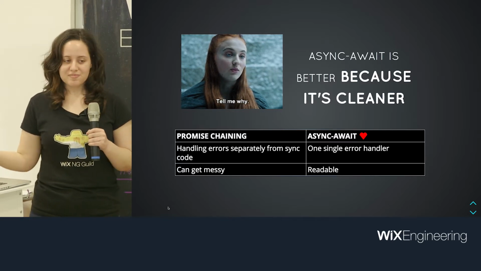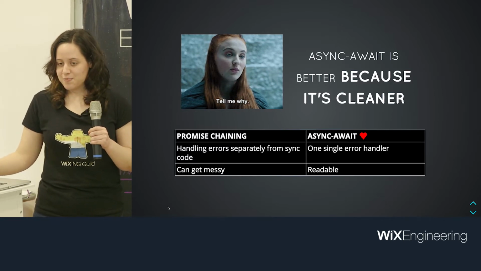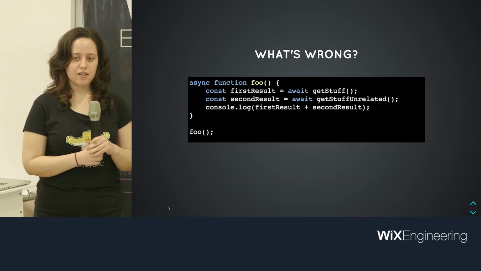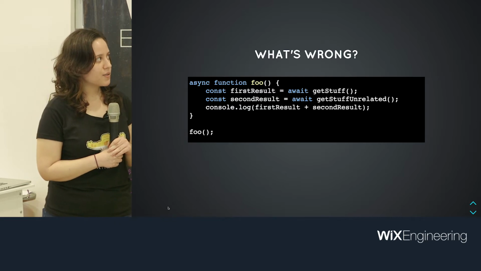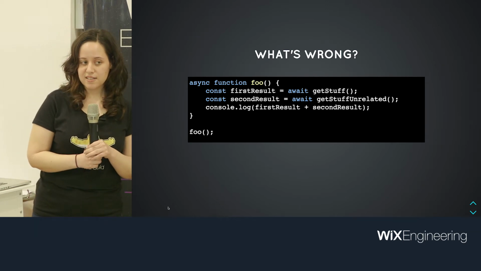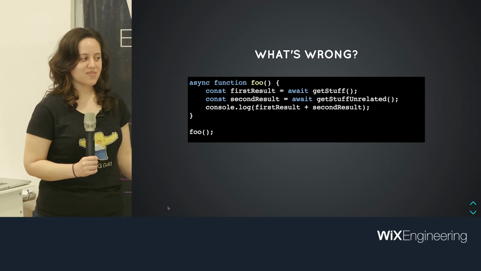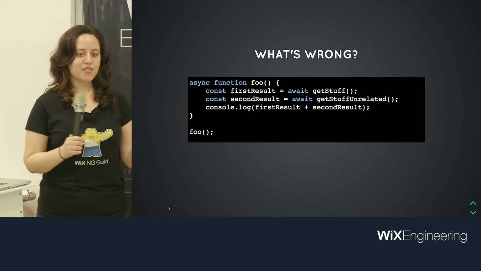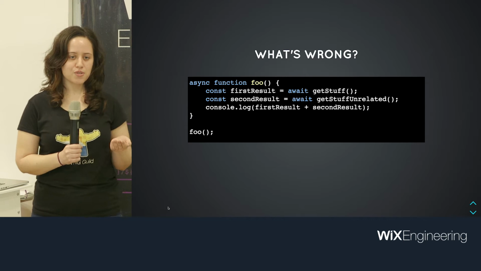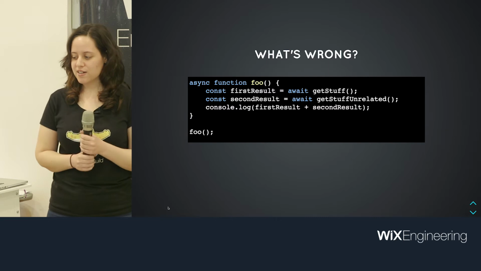But still, with all those good things I said about async-await, there's something we need to be careful with. Like here, we call two promises. The first promise we await on is called getStuff, and then we await on getStuffUnrelated, but that only starts after getStuff is resolved. So we wait for the whole first promise, and then we wait for the second promise. And those two functions are unrelated, so we should call them concurrently. Why not save time?